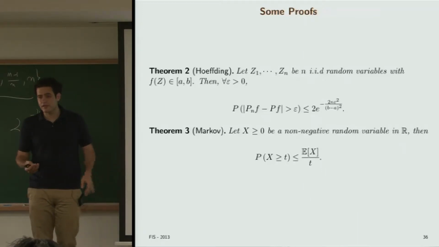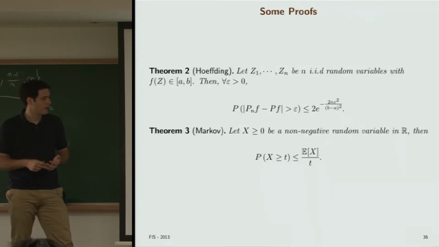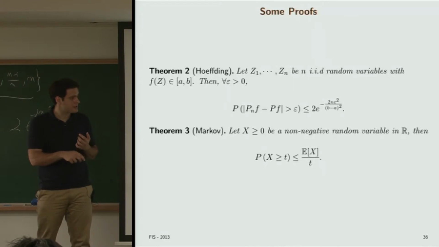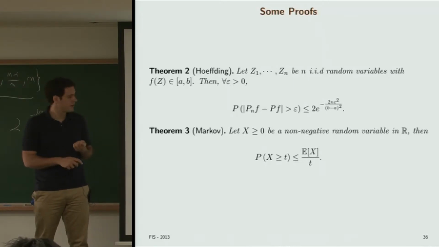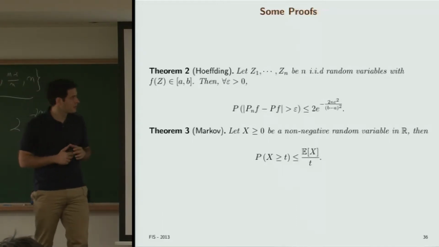So the proof in itself is technical. If you're interested, you can easily find proofs on the web. But what I really want to insist on, rather than the proof itself, is that you really capture the idea behind this bound, this inequality. The probability that the deviation between the empirical and the real mean is big decreases exponentially with n. Okay?